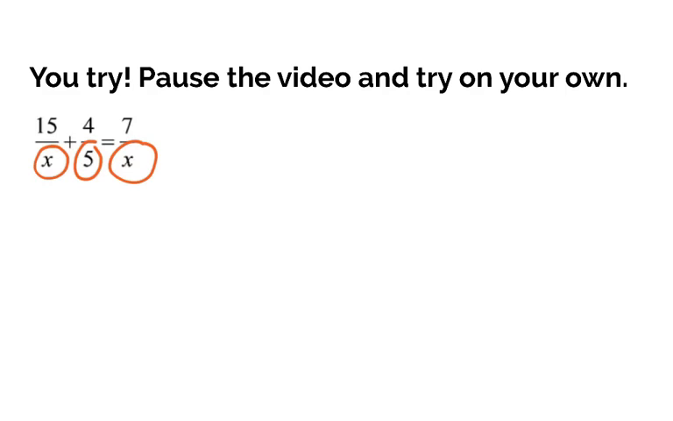So pause the video once you have found the LCD and you've multiplied it to all three things, and then hit play, because I'm going to have you guys check that step before you do the rest of it. All right, so pause here, get started, and then hit play when you're ready to check that first step.